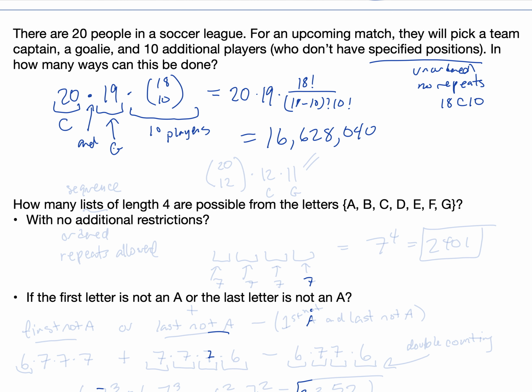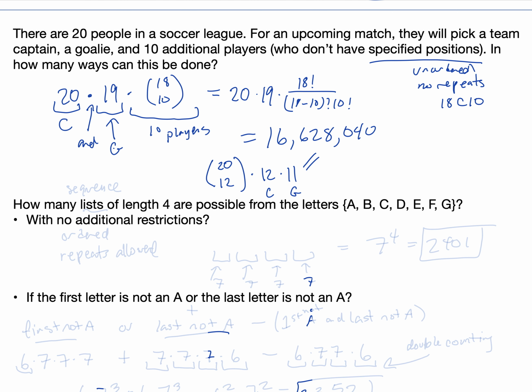So you might have also counted this in a different way. You might have also said, well, I'm going to select from all 20 people, I'm going to select 12 of them, 20 choose 12, and then I'm going to select one of those 12 people to be the captain, and I'm going to select one of the 11 people remaining to be the goalie. This would also get you the exact same answer, so you can do it in either way.